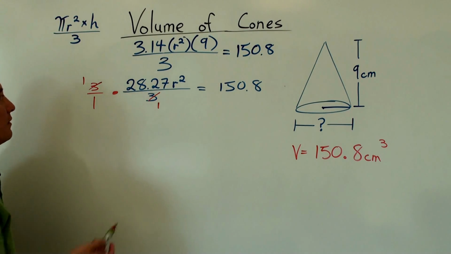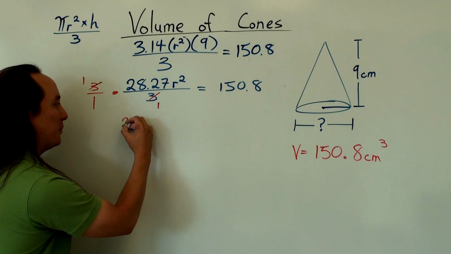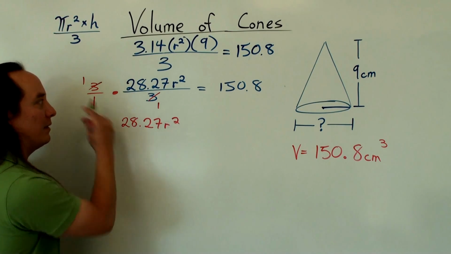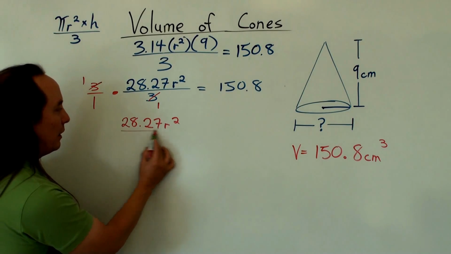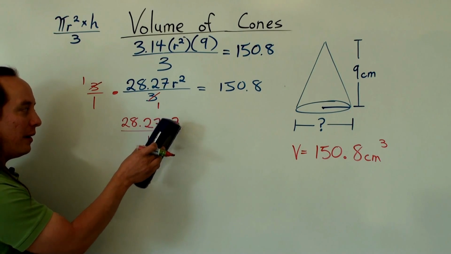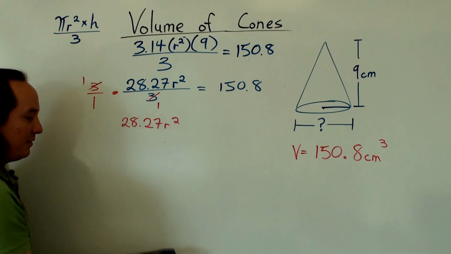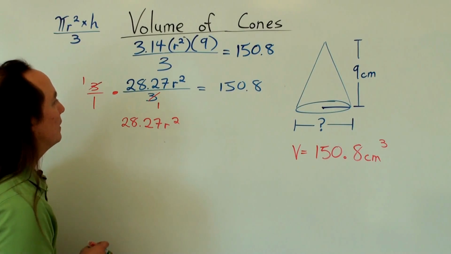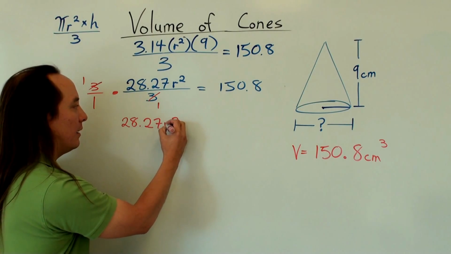And there we go. So 1 times 28.27 r squared is 28.27 r squared. 1 times anything is going to be that other anything. And 1 times 1 is 1. I'll just do it one more time to show that. 28.27 r squared divided by 1 is just 28.27 r squared. So they cancel out, leaving me with just the numerator, okay?